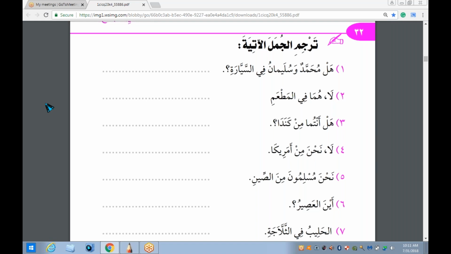What does this mean? نحن مسلمون من الصين. عندك يا Isa? We are Muslim from China. So what does this mean? I'm going to ask you now, Ya Aba Amir. What does this mean? It's not in the book.